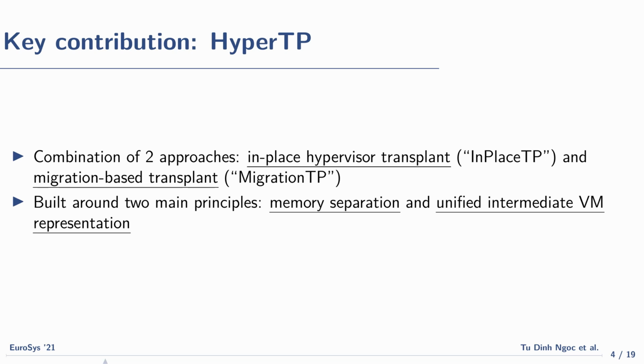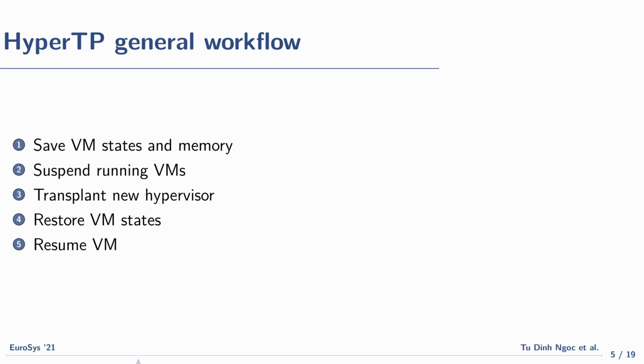Both of these approaches depend on a couple of main principles. The first one being memory separation, or classification of memory types of the VM, and the second one is a unified VM representation across all hypervisors. So here I have the main workflow of HyperTP, which consists of 5 steps. Firstly, you need to preserve the VM state and memory of a running VM that you want to transplant, and suspend it at the same time, which are steps 1 and 2. Next, you transplant the VM to the new hypervisor, either using the in-place technique or the migration technique. Once the transplant is done, you restore the VM state and resume its operation.